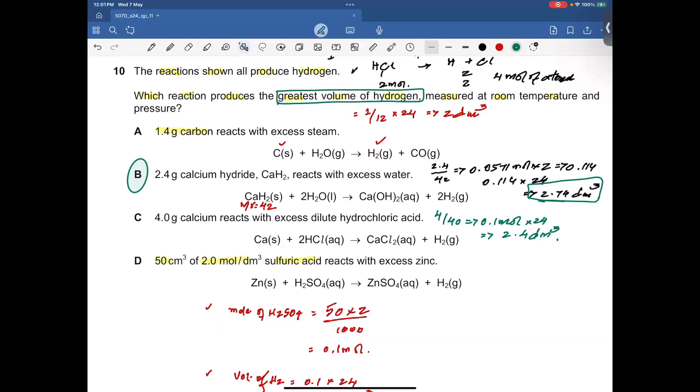Okay, let me check my calculation. 1 divided by 12, carbon का mass is 12, 24, 2, सही. Hold on, 2.4 divided by 42, multiply by 2 into 24, सही है.